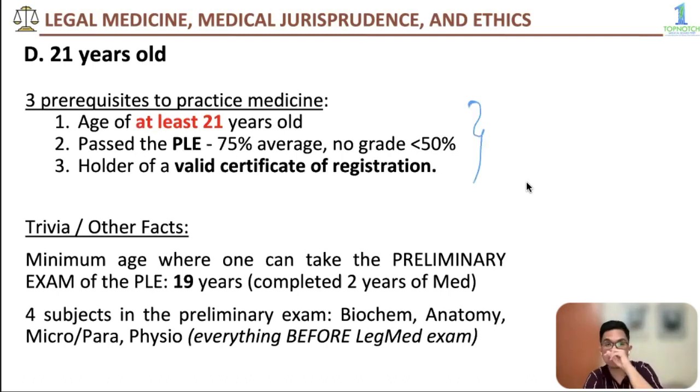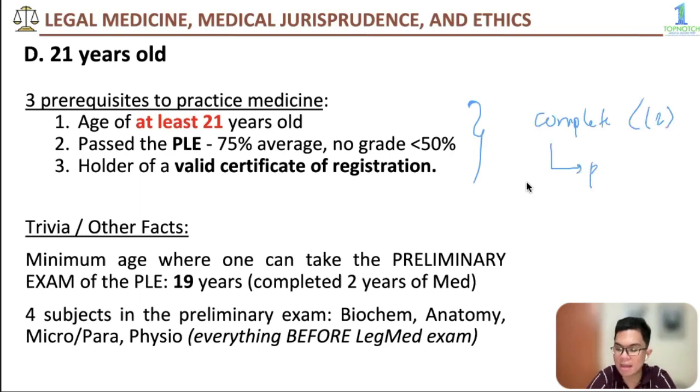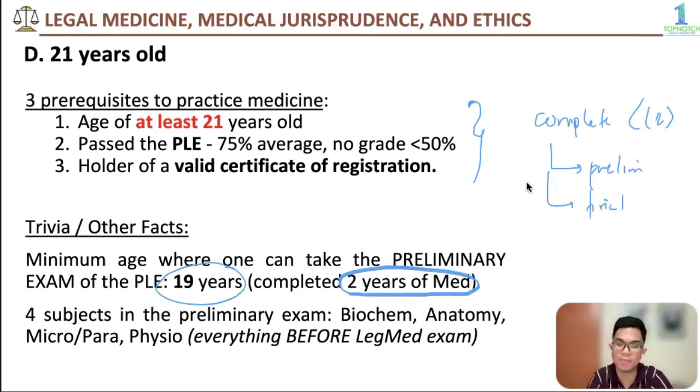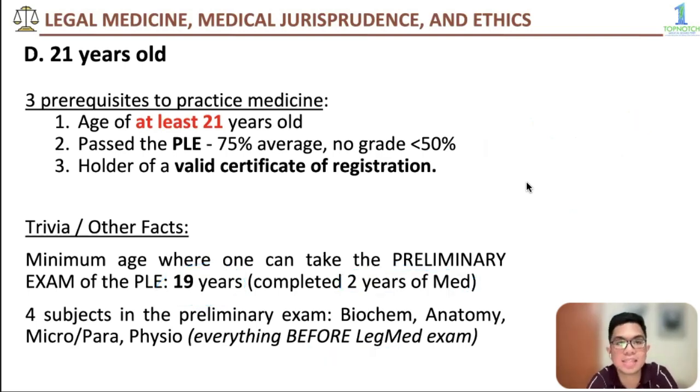So, other trivia or facts lang din. So, the complete PLE, ito yung 12 subjects na kinukuha natin ngayon. However, pwede rin naman na you do a preliminary exam and your final exam. So, yung preliminary exam, what's the minimum age when you can take it? It is 19 years old after you completed 2 years of medicine. And the 4 subjects included in the prelims is all subjects before LegMed exam. So that's your biochem, anat, micropara, and physio. Okay? Baka lang din lumabas sa boards.